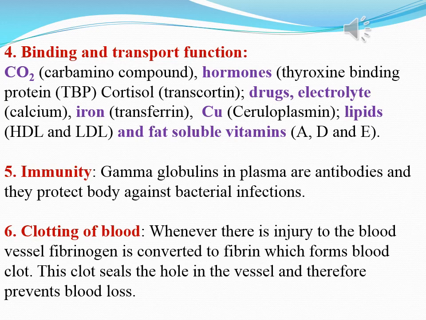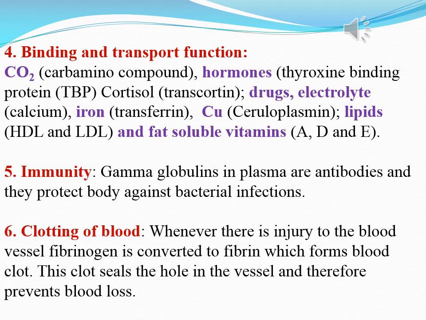And transport of the high density lipoprotein HDL and low density lipoprotein LDL and fat soluble vitamins such as vitamin A and D and E. Fifth function هو الاميونيتي. الجاما جلوبولين، احنا قلنا الجلوبولينز الفا وبيتا وجاما. الجاما type of globulin in a plasma are antibodies and they protect body against bacterial infection. وهذا راح ناخذه بالتفصيل بمحاضراتنا عن الاميونيتي.